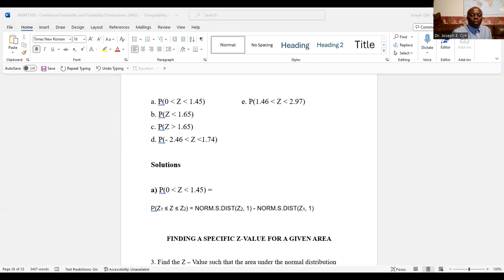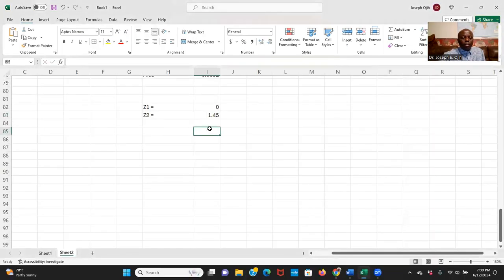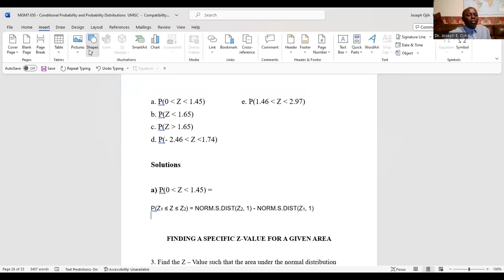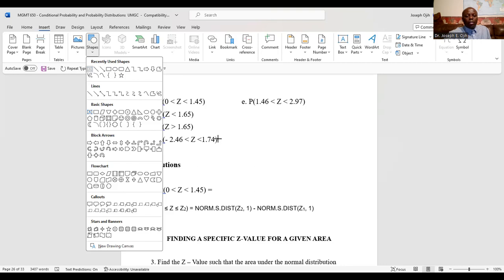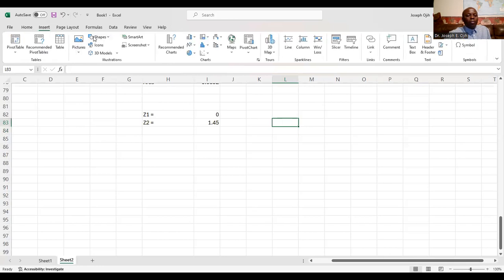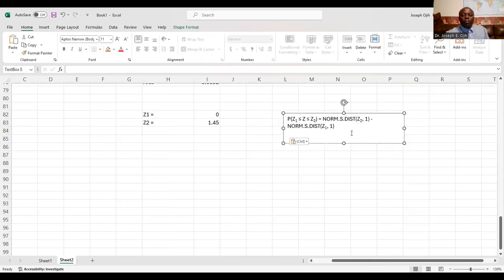Z2 equals, yeah, we have 1.45. 1.45 right here. I don't know if you're seeing this. It's right here. So now I'm going to insert this so you can see it from here. Insert a text box in Excel for this. I didn't put it right there. Excel, this text box. And then paste it right there.